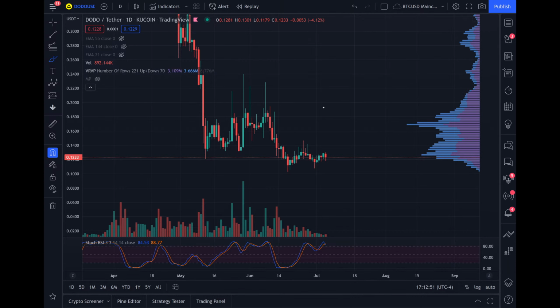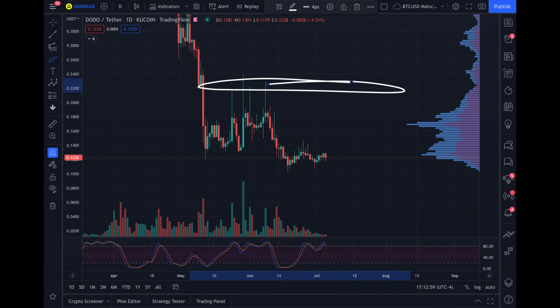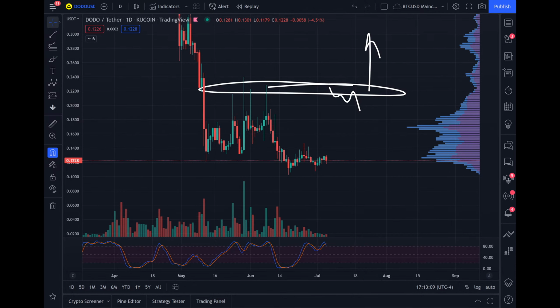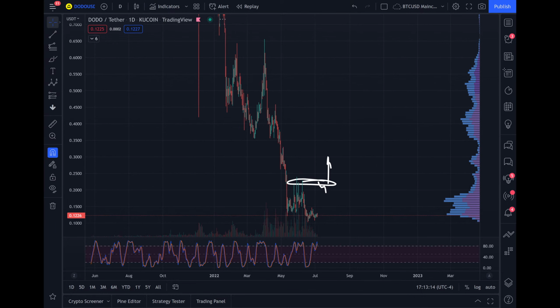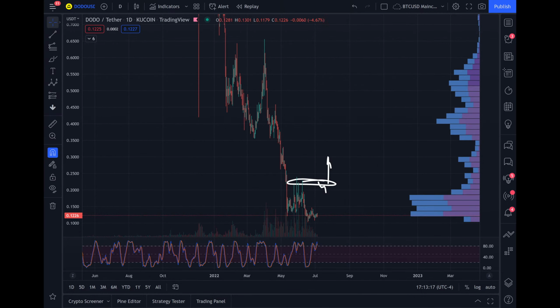In any case, I'm going to turn on my VPVR, my horizontal volume indicator. I think my first target is going to be the top of this range right here. I think we're going to then have some consolidation here and then continue. I think it's been long overdue, but in the grand scheme of things, if you zoom out, you see that these markets have really been distressed. You have a lot of buying and selling, a lot of market activity here.